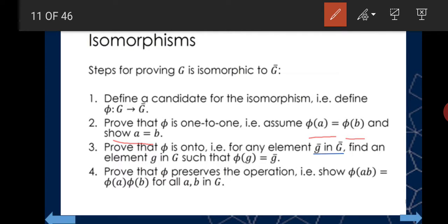And the third step is we're going to prove that phi is onto, and that is, for every element in G bar, find an element g in G such that phi of g is equal to g bar. And the fourth step is that we're going to prove that phi preserves the operation, and that is to show that phi of ab is equal to phi of a, phi of b for all a, b in G.